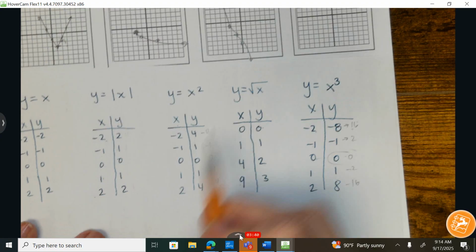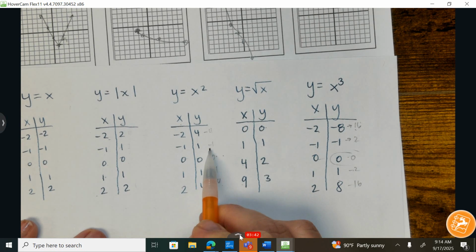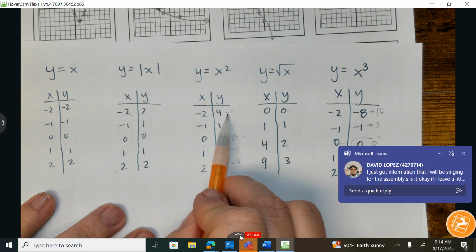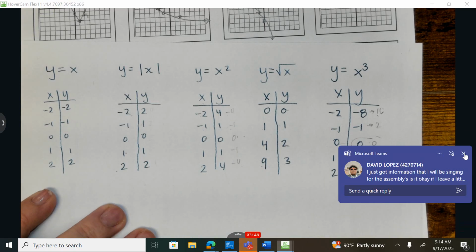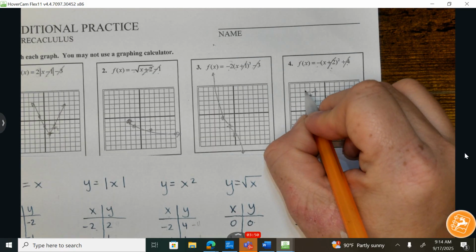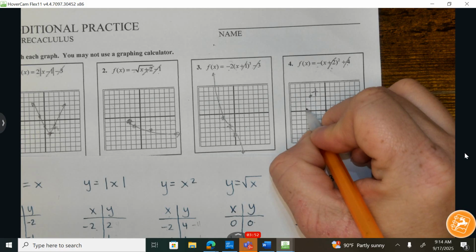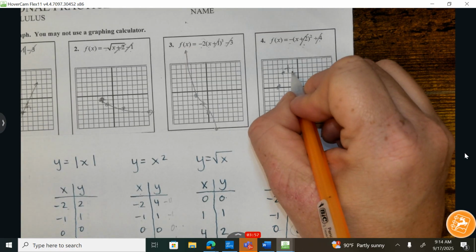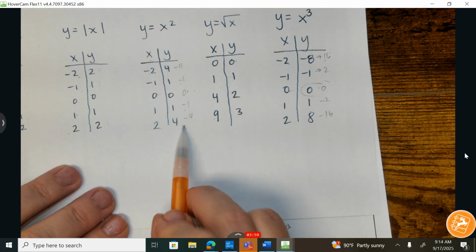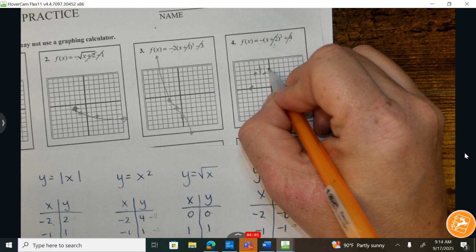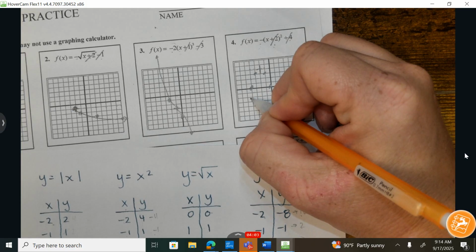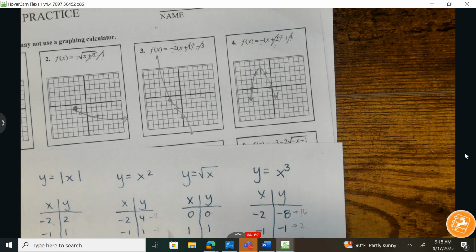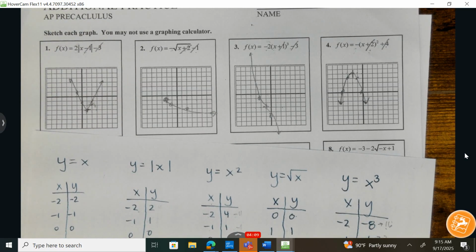So this is my 0, 0. I'm going to go left 1 and down 1, left 2 and down 4. Then I'm going to go right 1, down 1, and right 2, down 4. Make sure I can see those points. All right, let's move on right now to number 5.